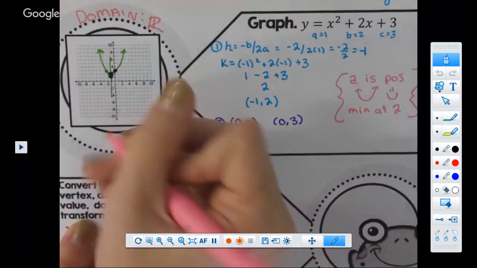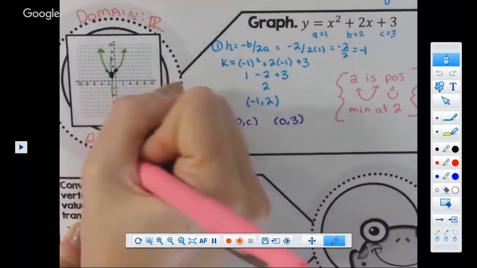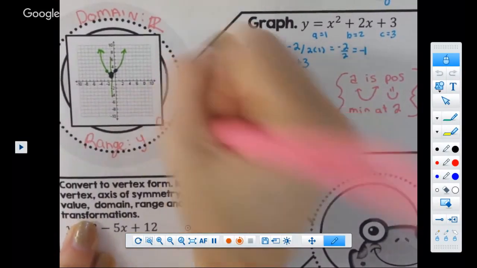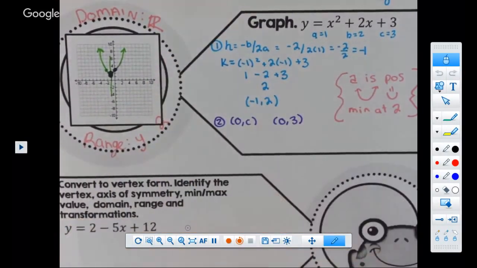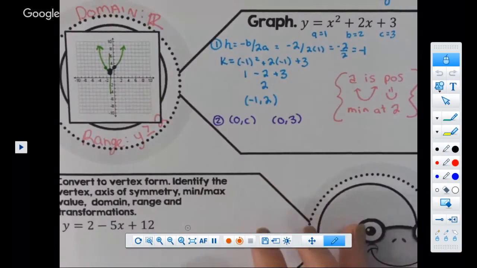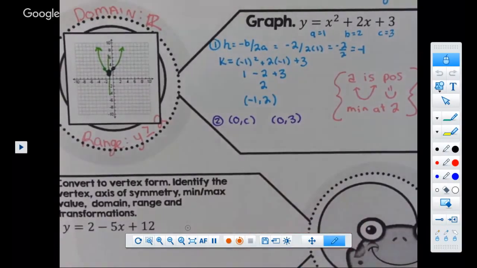So the last piece that we've got to talk about is the range. We're always going to put Y, and we're always going to put K, which is 2. This time, are we graphing higher or lower than the vertex? Higher, so we're going to use greater than or equal to. Do we see the difference between those?